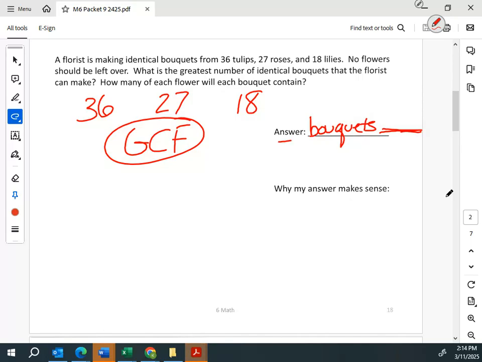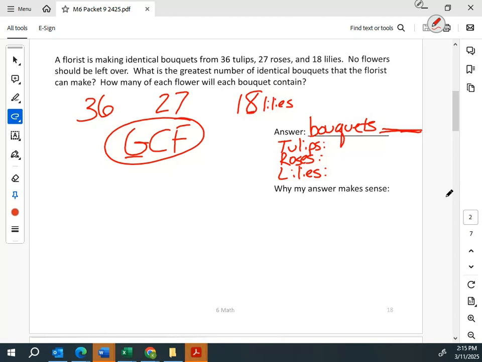Then you're going to tell me how many tulips will be in each bouquet, how many roses, and how many lilies. So if there are going to be 3 bouquets, that is not the answer, but if there are 3 bouquets, if that was our greatest common factor, how many would there be of the lilies? So 18 divided by 3 would give me 6. They would be able to divide up those lilies into 3 groups of 6. So you would put 6 lilies.